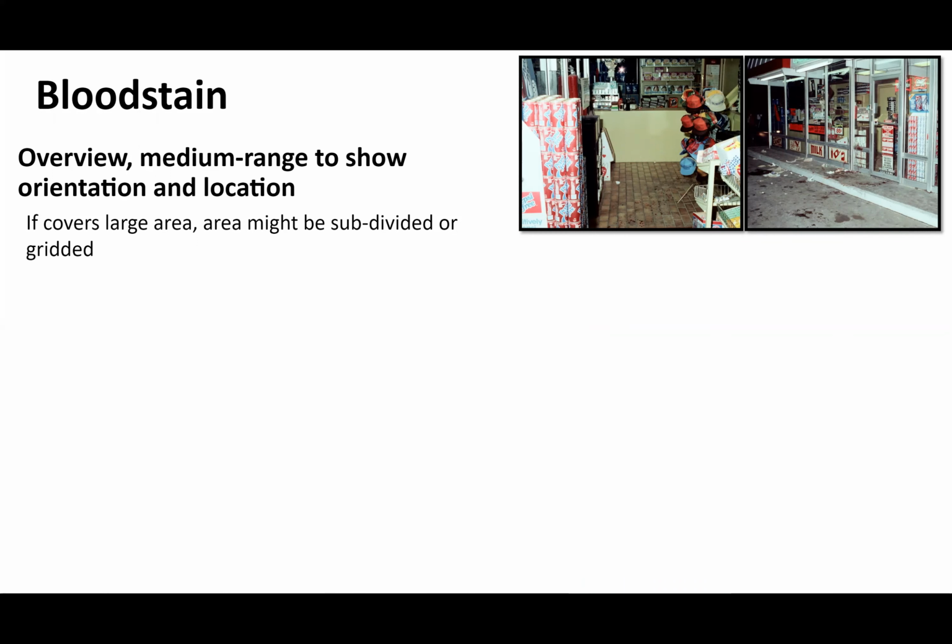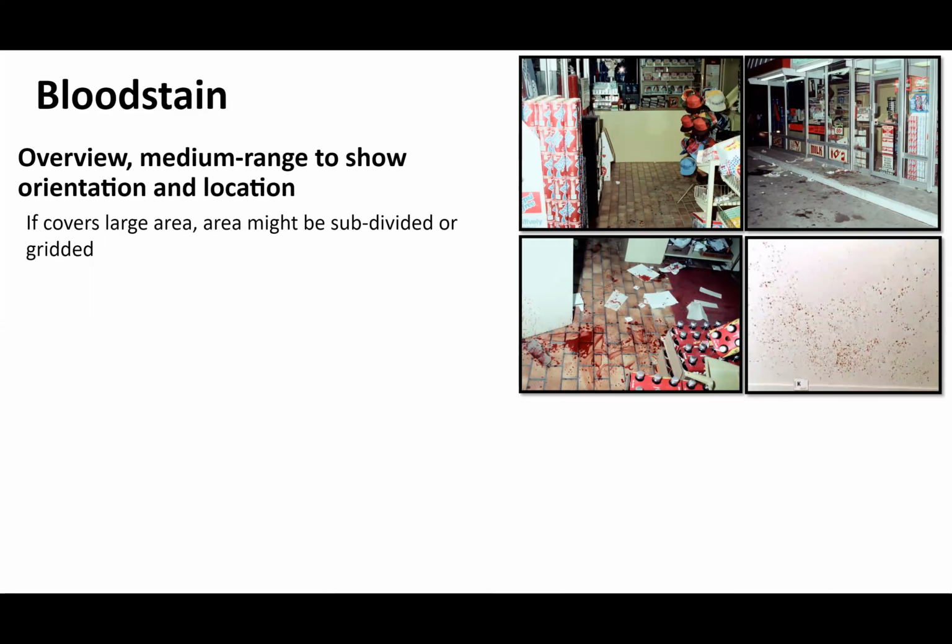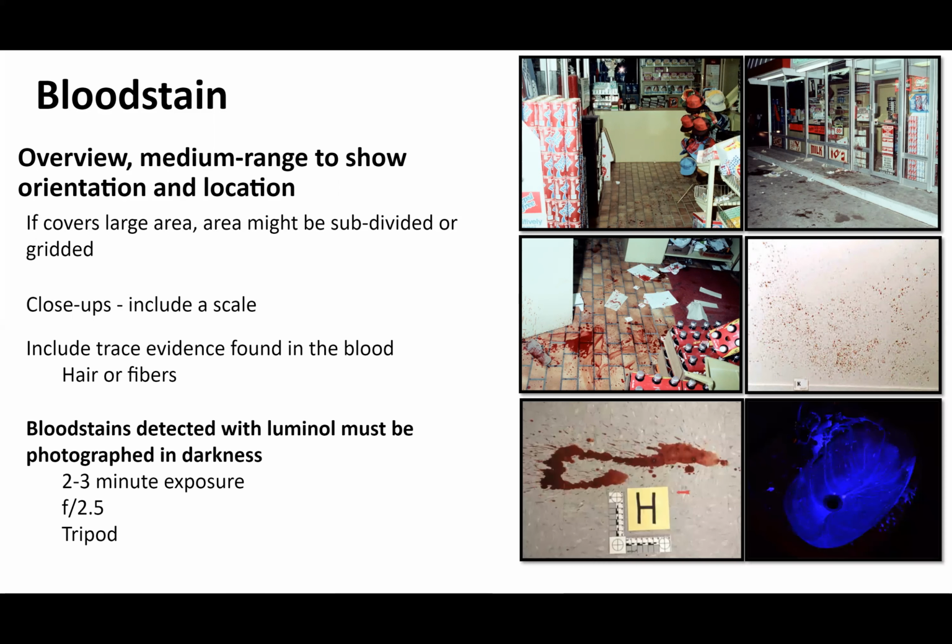Photographing bloodstains. You want the overview, the medium range to show orientation, and the location. If the bloodstain covers a large area, the area might be subdivided or gridded. You have to make note of where the grids are so you can piece it all back together accurately later. Then you include close-ups with a scale. Include trace evidence found in the blood, such as hair or fibers. So if you're noticing there's some hair or fibers stuck in the blood spot, you want to include that.